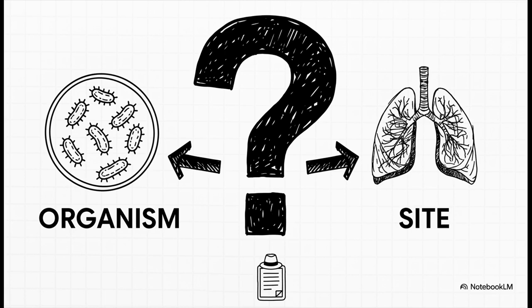So this brings us to a huge, central question. When you're looking at a diagnosis, what's the lead? Is the story really about the specific bug, like Staphylococcus aureus, or is it about where the infection is, like pneumonia in the lungs? The answer to this one question basically determines your entire path of investigation and leads you straight to the correct code.